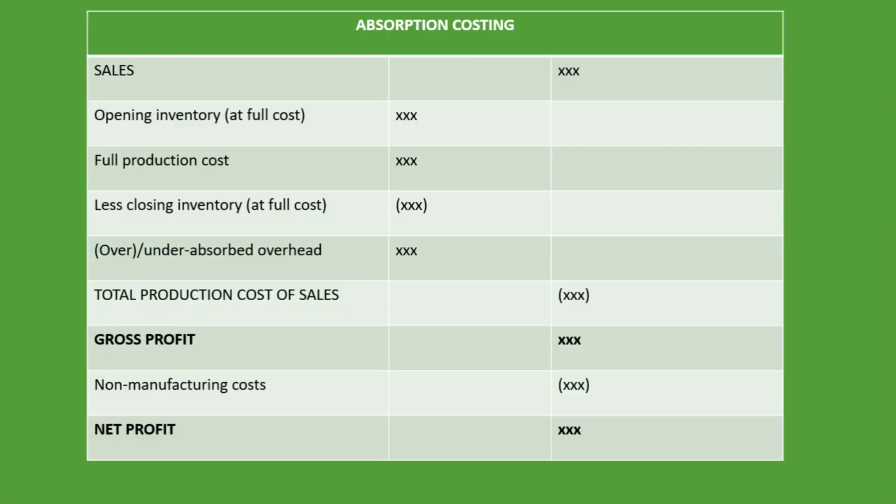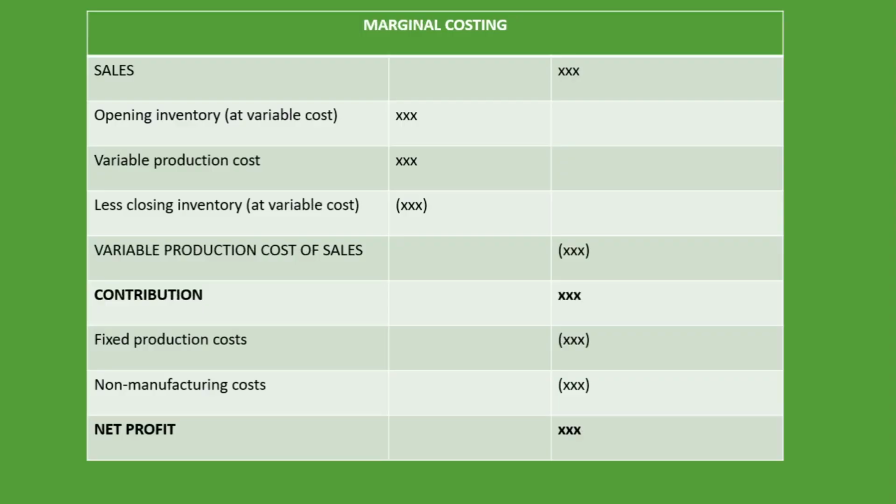Now let's take a look at marginal costing, which would be far less difficult or challenging. So here we have sales, and we put the amount of sales there that we will have calculated. We have opening inventory. Now this is the key difference. Remember, the fixed production cost, which is the key difference between the two methods. With opening inventory, we have at variable costs. Remember, with absorption costing, it was at full cost, including fixed production cost. But with marginal costing, we have opening inventory only at variable cost.